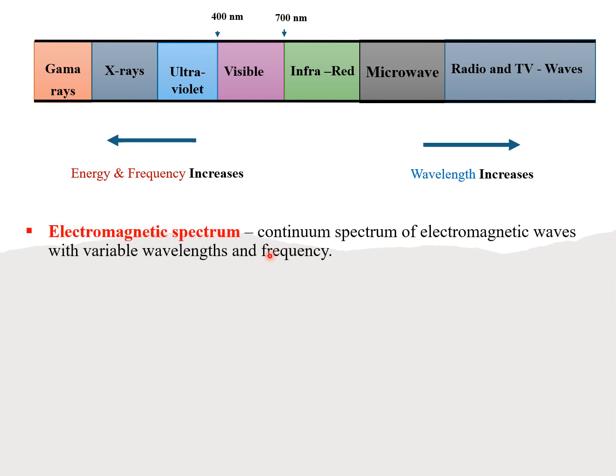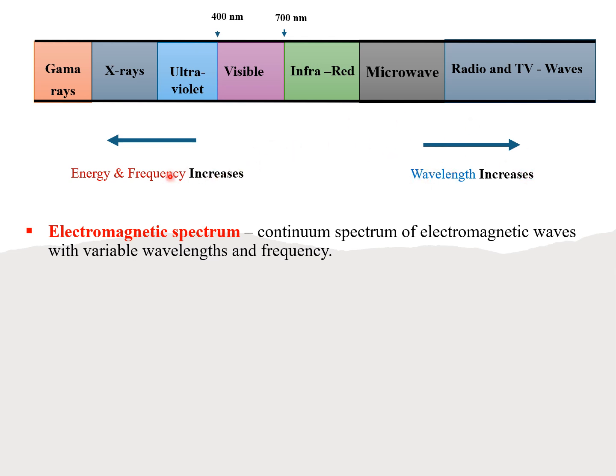Electromagnetic spectrum. It is the continuum spectrum of electromagnetic waves with variable wavelengths and frequency. So in this given electromagnetic spectrum, there are different spectral regions: gamma rays, X-rays, ultraviolet, visible, infrared, microwave, radio and TV waves. So in this electromagnetic spectrum, you can see on one side energy and the frequency increasing, on the other side wavelength is increasing.